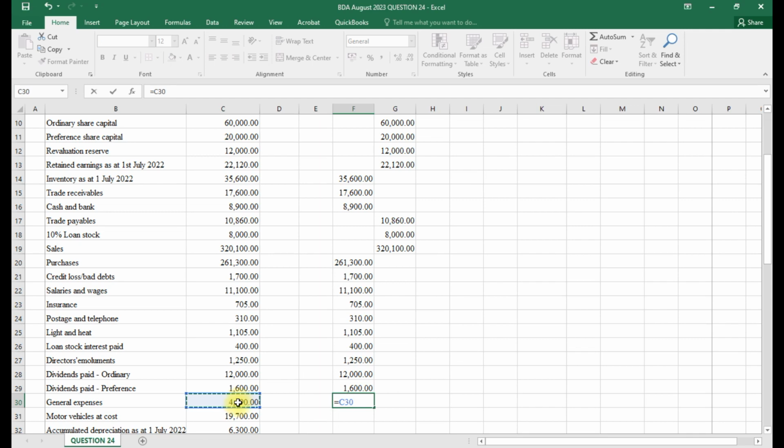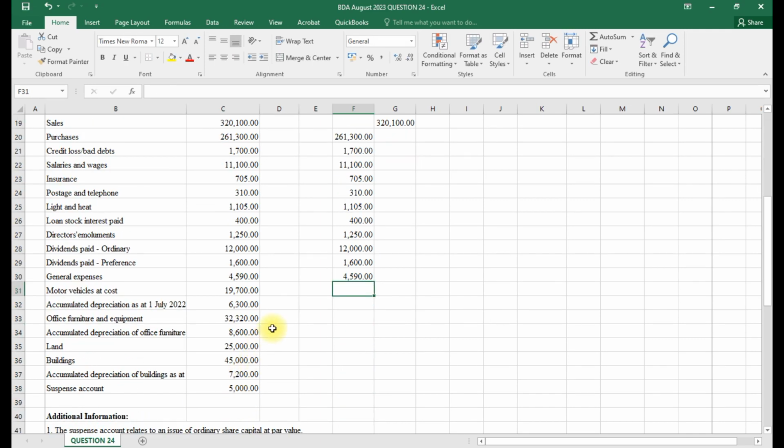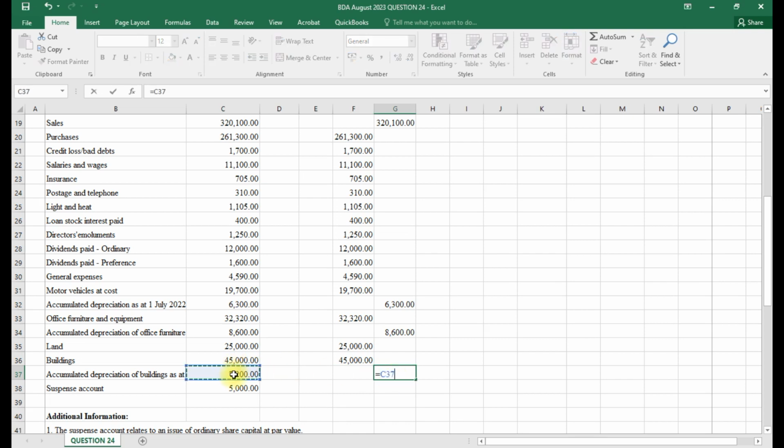General expense is on the debit, and motor vehicle at cost is on the debit, accumulated depreciation on motor vehicle is on the credit, office furniture and equipment is on the debit, accumulated depreciation on office furniture is on the credit, and land is on the debit, and the building is on the debit, accumulated depreciation on building on the credit. And the suspense account, we are told it relates to the issue of ordinary shares, so it will be on the credit side.